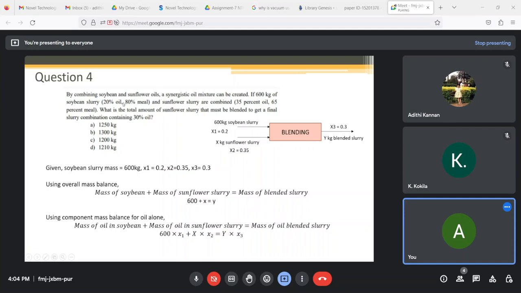Here we had only percentages. We cannot equate percentages, we need to equate mass, which is why we are multiplying by the total mass of that stream. When substituting, you get 600 into 0.2 plus x, which we do not know, into 0.35 equal to y into 0.3. Is this clear as to how we got this component balance? Any doubts, you can ask me to repeat. We'll start again as well.